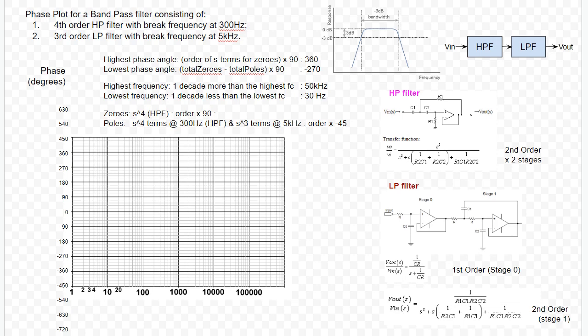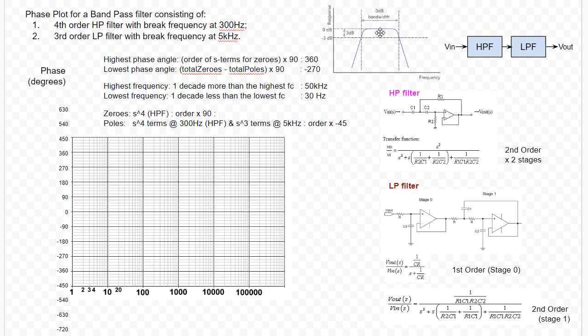Hello everyone. So in this video I'm going to talk about how we are going to do a sketch of a phase plot that would be part of a Bode plot, all right, for a bandpass filter. Just to refresh your memory, a bandpass filter is a filter that has a frequency response that is like this, right? It has a low cutoff frequency and a high cutoff frequency and a pass band in the middle.